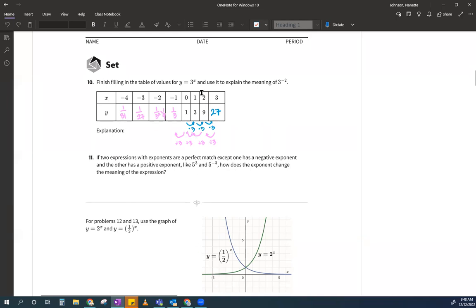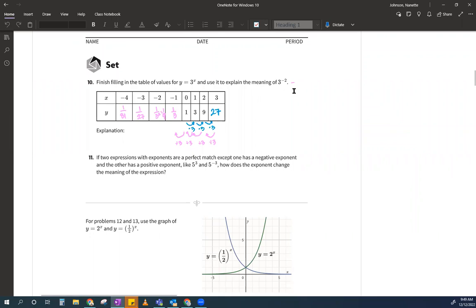So there goes that. And then it says, use it to explain the meaning of 3 to the negative second. We've talked a lot about negative exponents. And one of the things that we've said is that negative exponents don't mean negative answers. It actually just means divide. It means to divide by that many factors of 3. So 3 to the negative second just means 1/3 times 1/3, which is 1/3 squared.